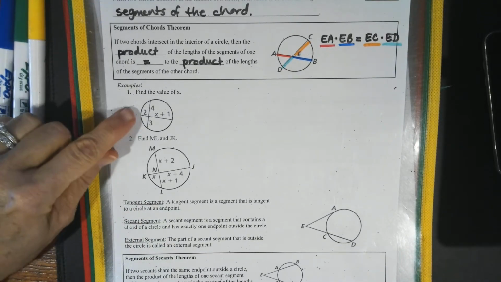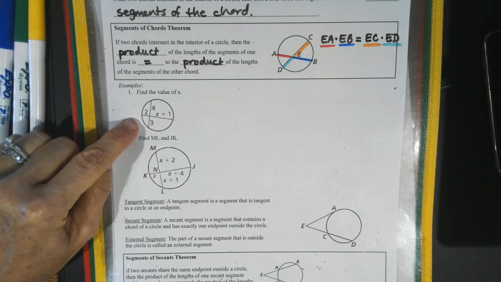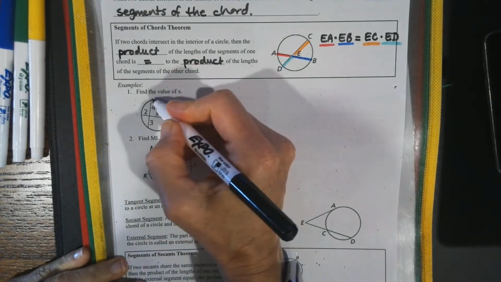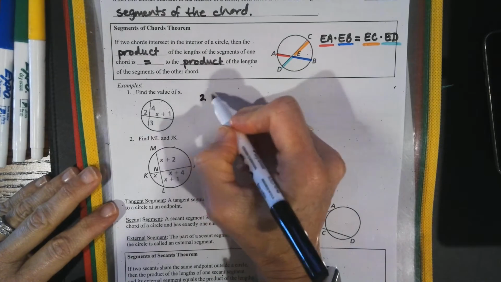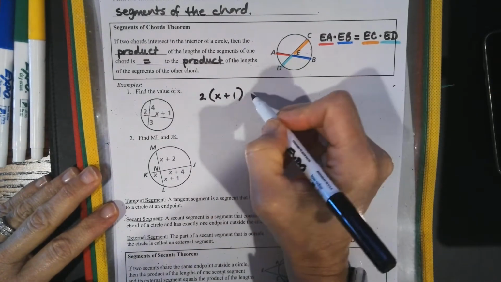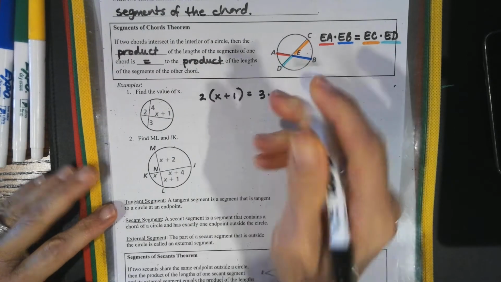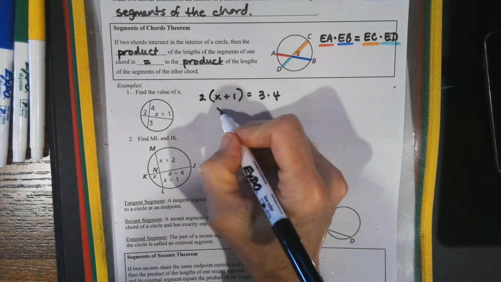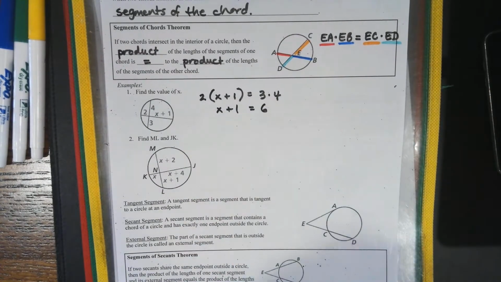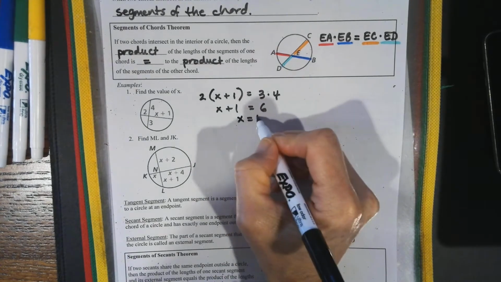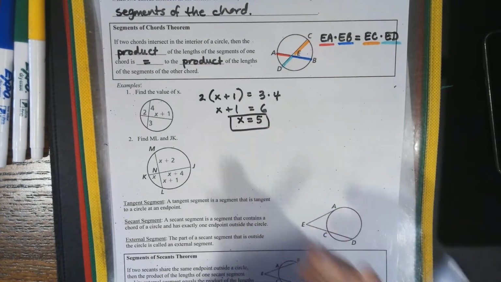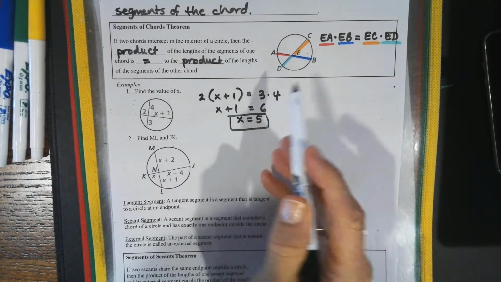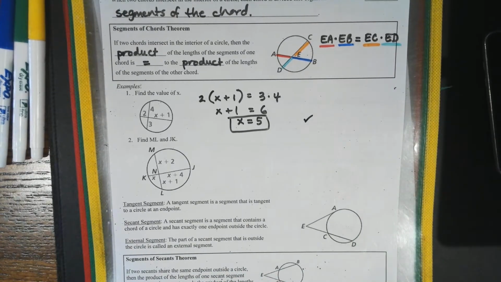Here's some examples. If you have these, they intersect inside the circle. That's the situation. Then you know that this times this is equal to this times this. It's pretty simple. We go 2 times x plus 1 equals 3 times 4. Okay. If I would personally divide both sides by 2, subtract 1, and you get x equals 5. Ta-da! If you want to check it, take that 5, put it in here, you get 2 times 6, which is equal to 12. So, you know, I'm always in the habit of checking.